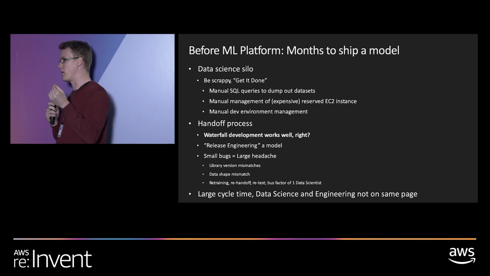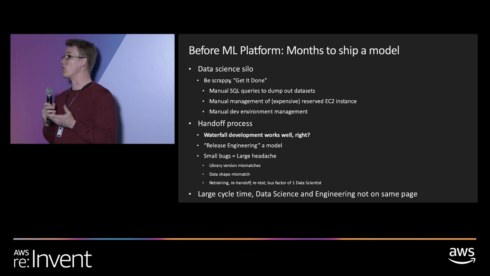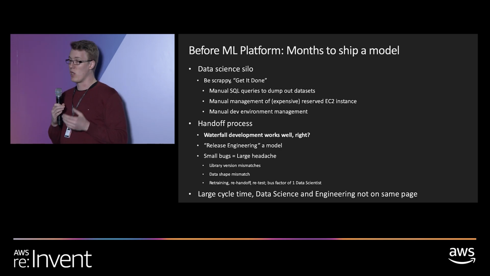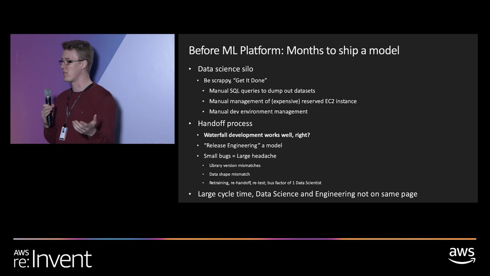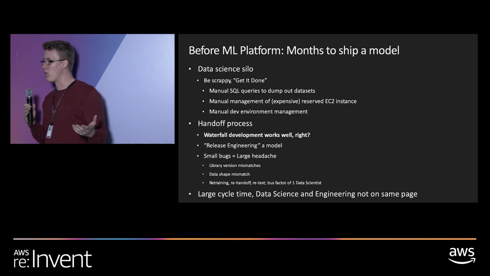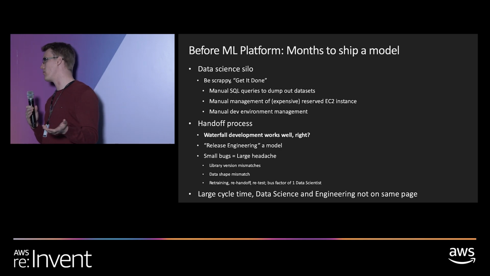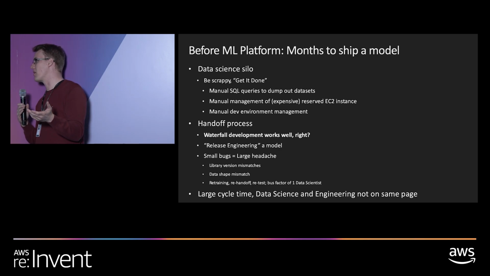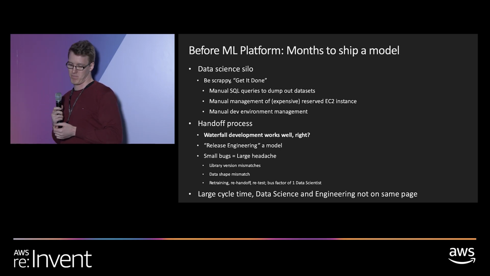So some of the challenges we ran into were release engineering a model. Small bugs were leading to large headaches. So things like library version mismatches. Maybe in training, we were using scikit version X, and in production, we were trying to use scikit version X+1. Things don't match up. We had other challenges around data shape mismatch. So in training, perhaps you had a float for one particular feature. In production, it's coming across as an integer, and your predictions are completely out of whack.